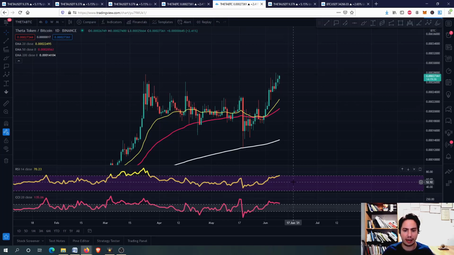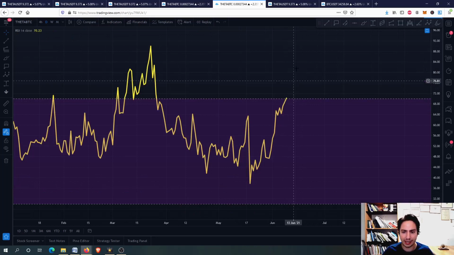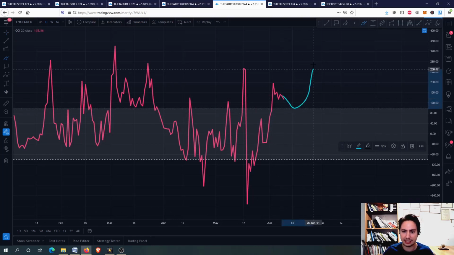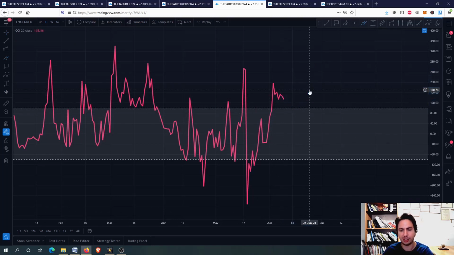You can see though we are approaching an overbought situation. We can grow more, but we are approaching an overbought situation for the RSI. For the commodity channel index, we are already in an overbought situation. We want to see now a pattern following like this and then go upwards again. That's what we want to see.